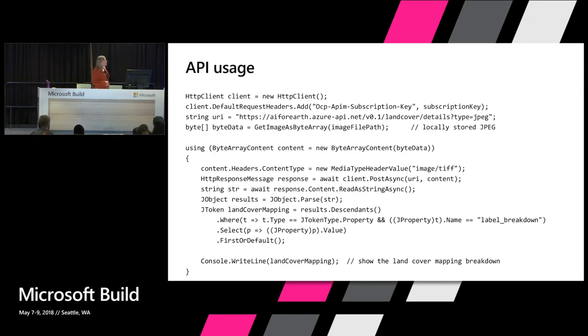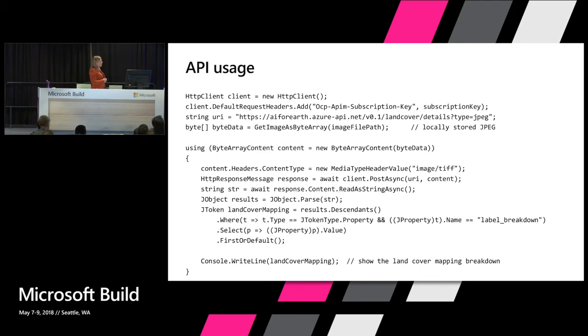Again, fairly straightforward calling a REST endpoint. We initialize a new HTTP client. We're adding our subscription key, which you do need, and you can get it by the process I'm going to tell you about in a second in the private preview. We're going to call that endpoint. We're sending in type equals JPEG at the end of that URI. What that means is that I want the data back as a JPEG.